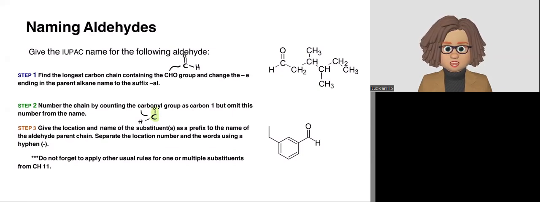Then we have to give the location and the name of the substituents as a prefix of the name of the aldehyde parent chain. And remember that if we have location and words, we utilize a hyphen in order to separate them. Remember that the rules are outlined specifically in chapter 4 of our textbook. So let's go over the 2 examples that we have right here on the slides.